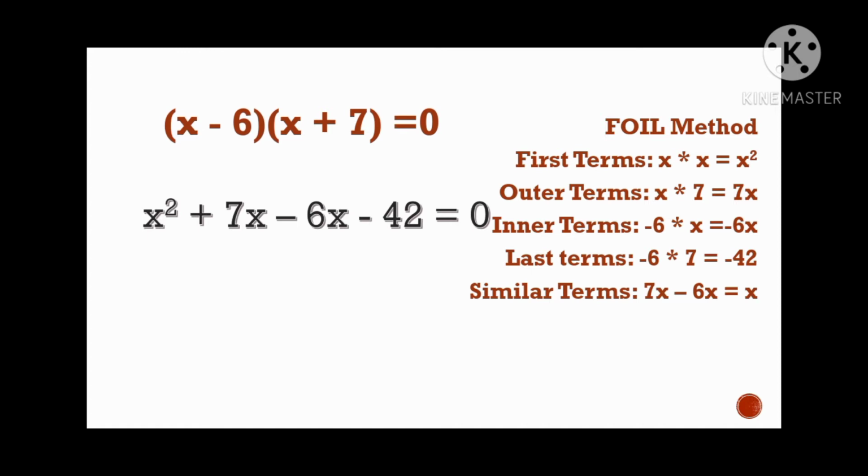7x and negative 6x. And since hindi pareho yung signs nila, so isusubtract natin sila ngayon. So 7x minus 6x is equal to x. So we have now the equation x squared plus x minus 42 equal to 0. Okay?